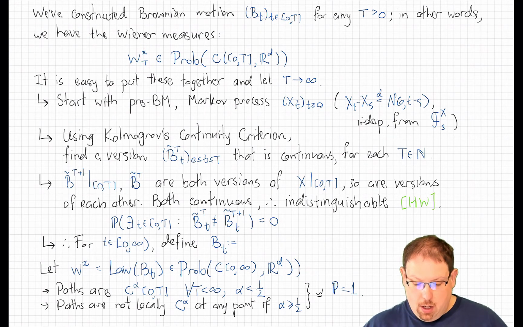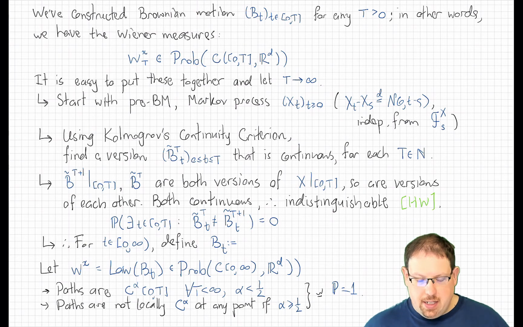This is the law of Brownian motion on this time interval, which we began by constructing as pre-Brownian motion, a continuous time Markov process with independent Gaussian increments, and then found a continuous version of that using Kolmogorov's continuity criterion. Well, let's go that same route now. For each such T, we've constructed such a Wiener measure, we've constructed such a process, B^T. We want to glue them together to produce a process on the whole positive real line. In order to do that, we're going to need some consistency between the different ones for different T's.